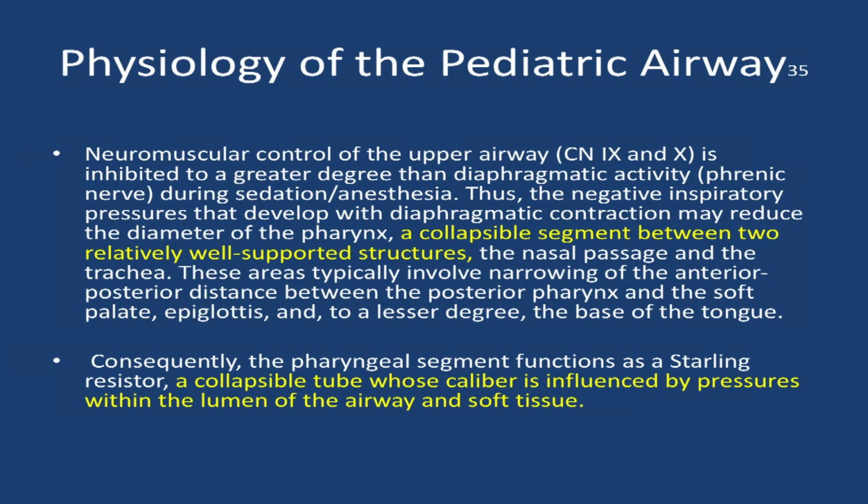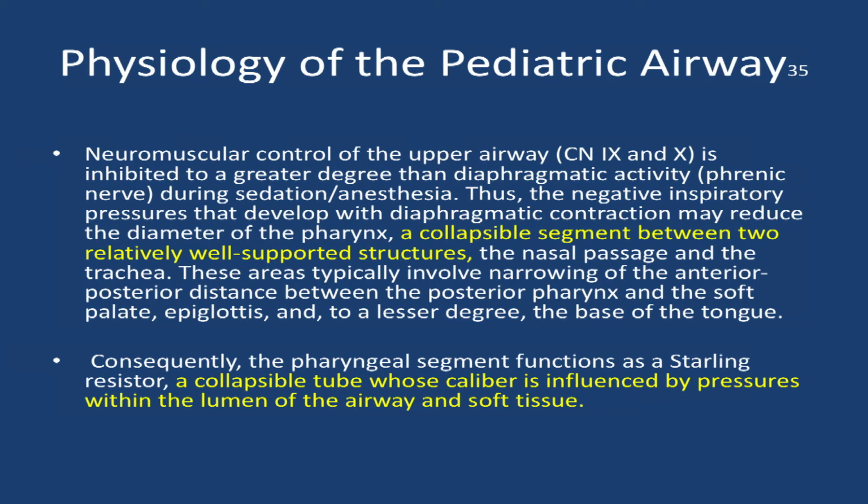Neuromuscular control of the upper airway is controlled by cranial nerves 9 and 10 and is inhibited to a greater degree than diaphragmatic activity from the phrenic nerve during sedation and anesthesia. Thus, the negative inspiratory pressures that develop with diaphragmatic contraction may reduce the diameter of the pharynx, a collapsible segment between two relatively supported structures, the nasal passage and the trachea. These areas are responsible for providing an obstruction because of the collapsible segment.